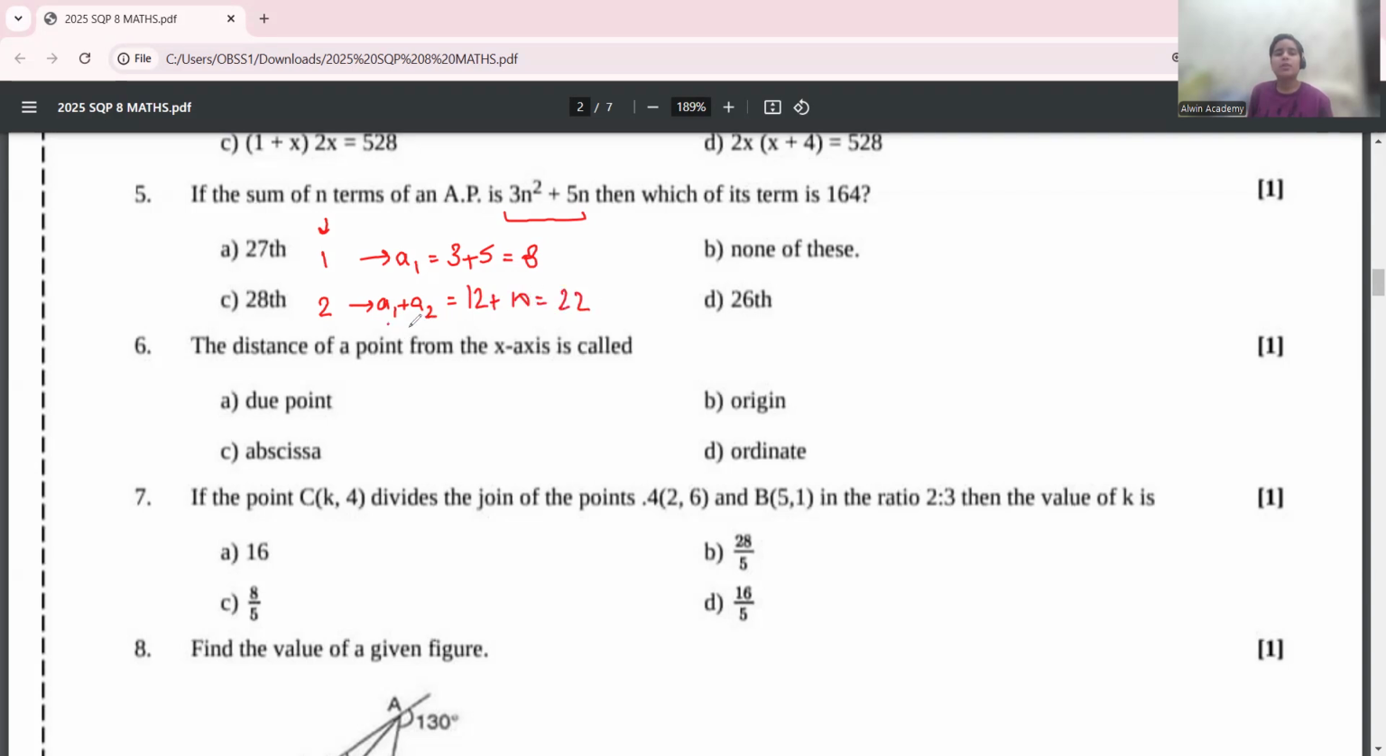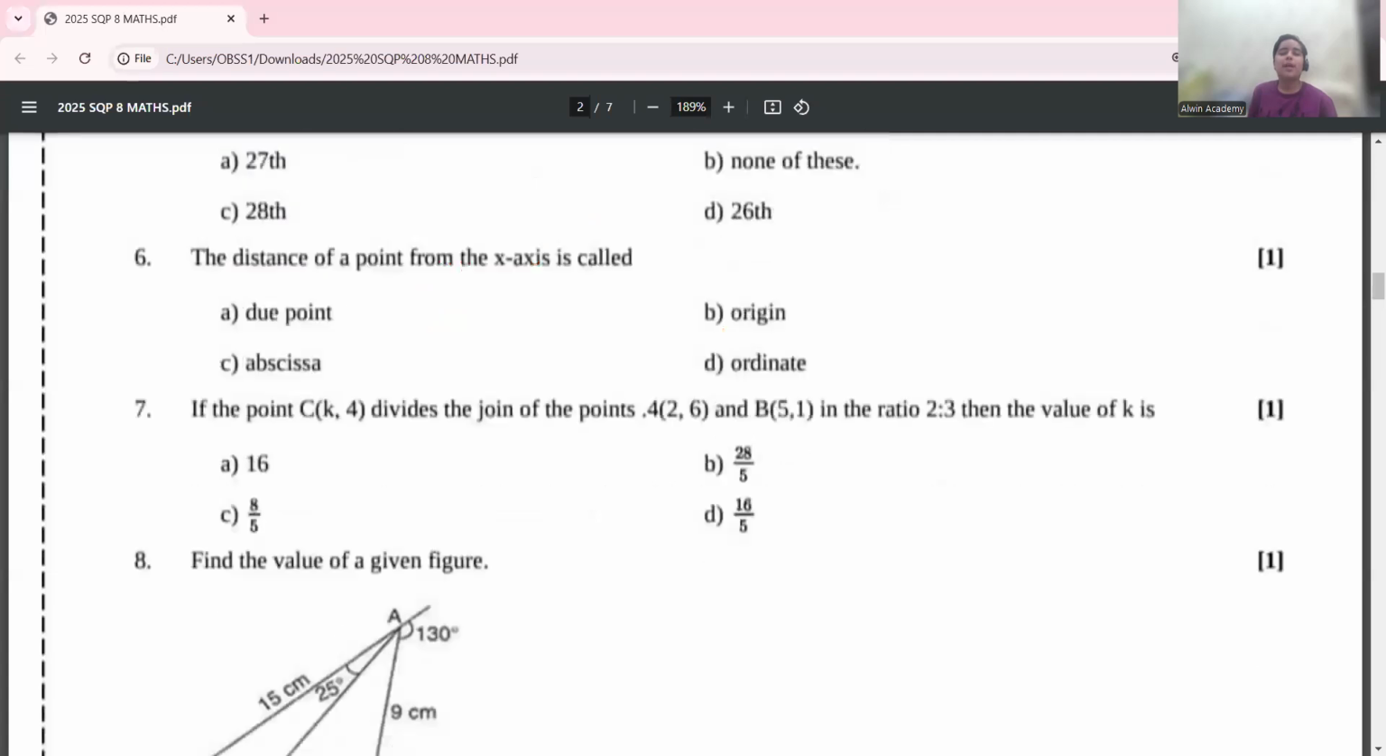Now when we subtract the two, a1 plus a2 minus a1, we will get a2 as 22 minus 8, that is 14. If a2 is 14, a1 is 8, so the value of d is 6. So d is 6, a is 8, and we are given an as 164. We have to find the value of n, at which the term becomes 164. When we apply the formula of an, a plus (n minus 1)d is an, we get n as 27, option A.